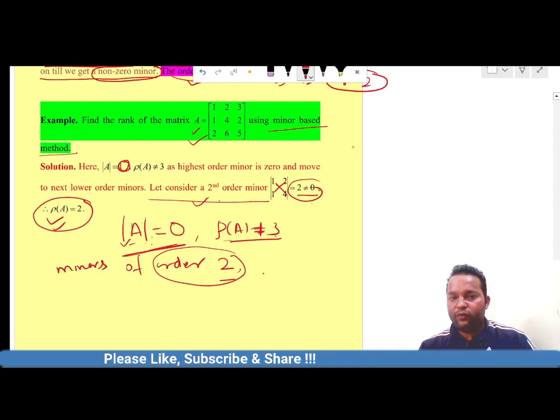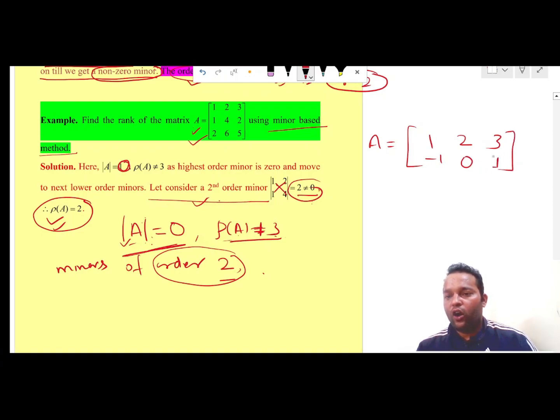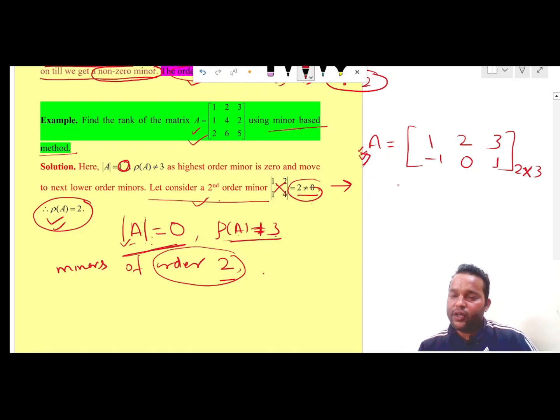Suppose we consider a matrix A with rows 1, 2, 3 and minus 1, 0, 1, of order 2 by 3, and it is asked to find the rank of this matrix A using the minor based method. The working process is, we start with the highest order minor or minors of the given matrix A, and a minor is normally a determinant.